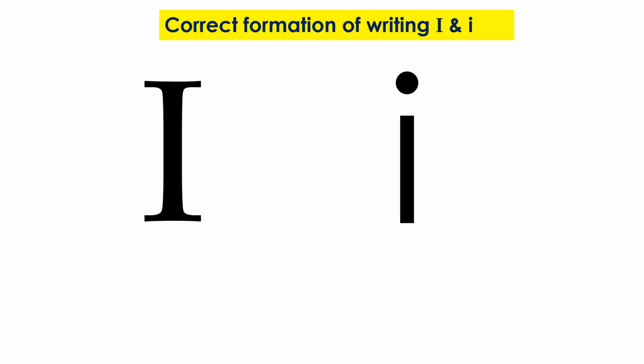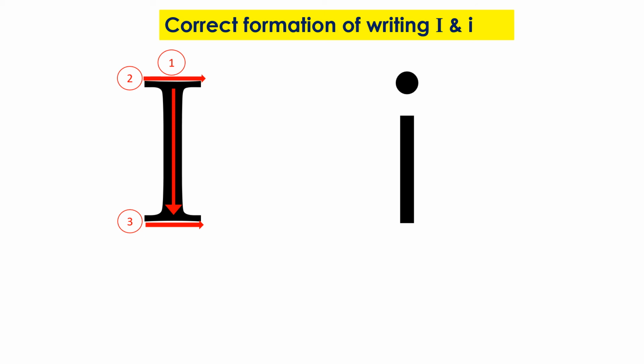Now we'll see what is the correct formation of writing letter I. First, we'll move on to capital I. Start from the top and make one standing line down. Then make two small sleeping lines, one at the top and another at the bottom. Got it?